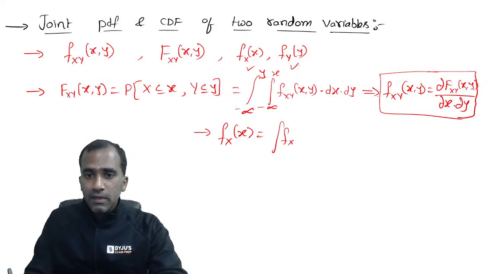Just eliminate y from the joint distribution function. Eliminate y. How do we eliminate y? You integrate with respect to y in the limits from minus infinity to plus infinity. That will give us the first order PDF.